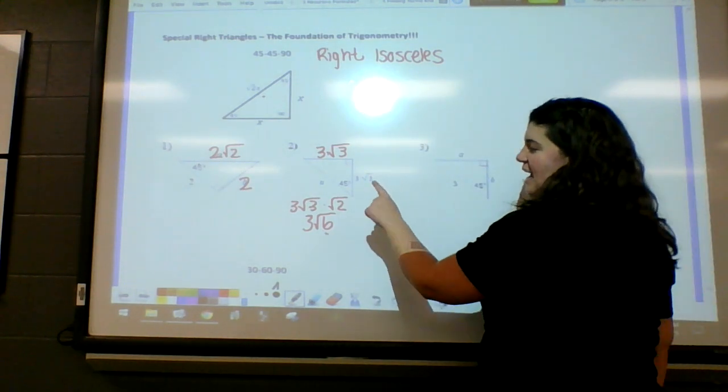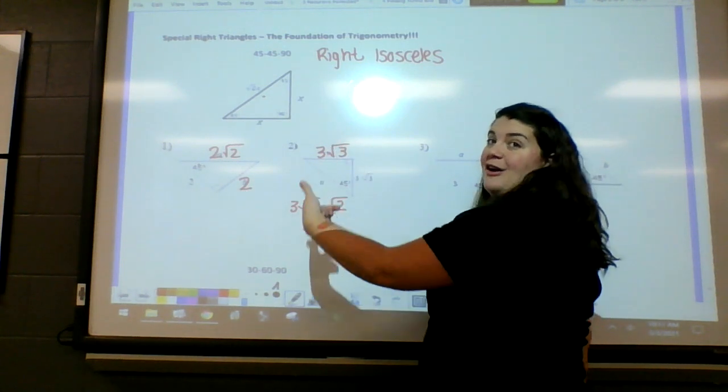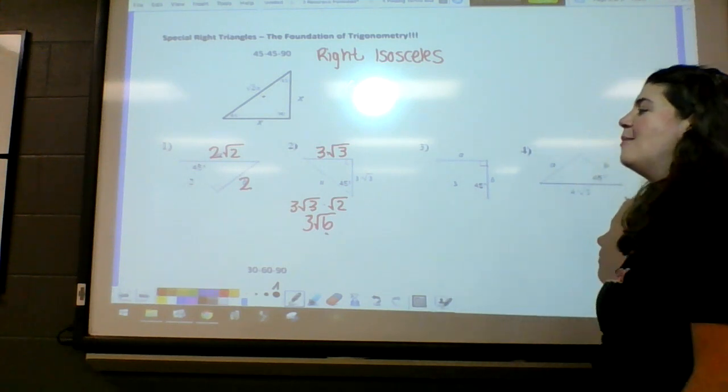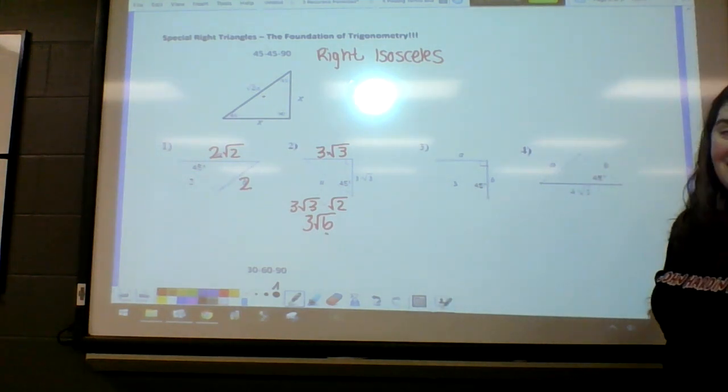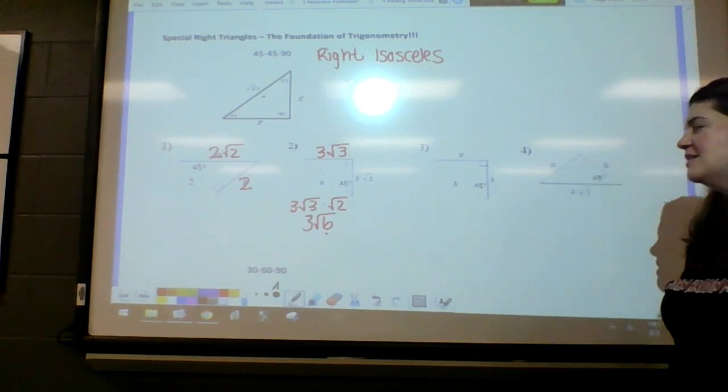The nice thing is that technically, if you know one side and the other, you could just use the Pythagorean Theorem to find the last one. But the goal is to not have to use the Pythagorean Theorem on all of the special cases. It's to recognize specific things about them.